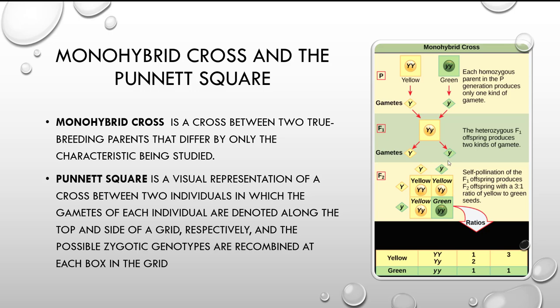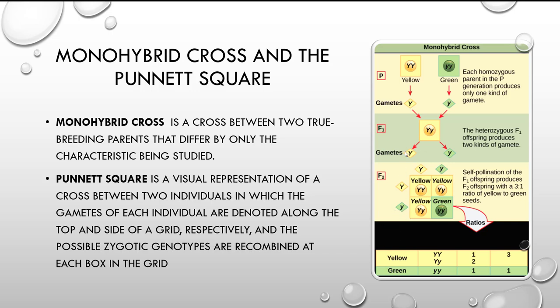50% chance that the egg will have a little y. So we're setting up the gametes on the top of the grid for one parent and on the side of the grid for the other parent. And it doesn't matter which parent you place where, because you'll get the same results either way. So you can put mom's gametes on top and dad's gametes on the side, or vice versa.